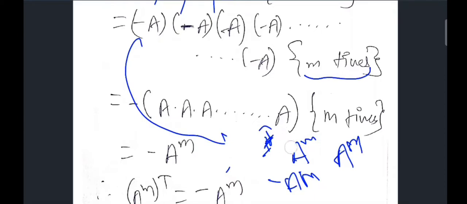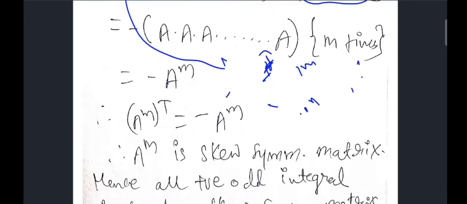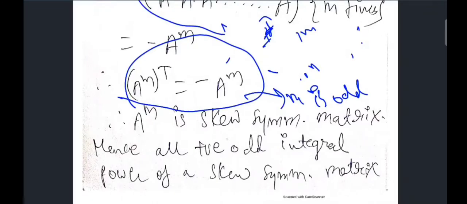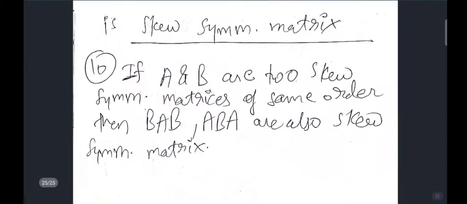So that's what has been discussed, that this is the case when m is odd. It is a skew symmetric matrix when m is odd, and hence all positive odd integral powers of a skew symmetric matrix are skew symmetric matrices.